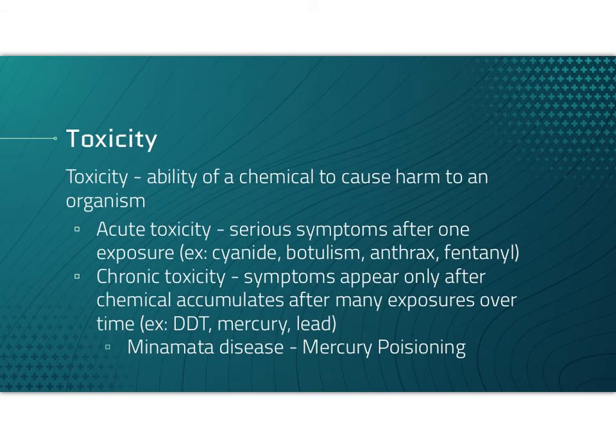Toxicity is the ability of a chemical to cause harm to an organism. Acute toxicity is a serious symptom after one exposure. So for instance, cyanide, botulism, anthrax, fentanyl, one exposure can be fatal. Chronic toxicity, on the other hand, has symptoms that appear only after the chemical accumulates after many exposures over time, like DDT or mercury, lead. So a bunch of those, we need to have multiple exposures and it stays within our body and builds up over time.